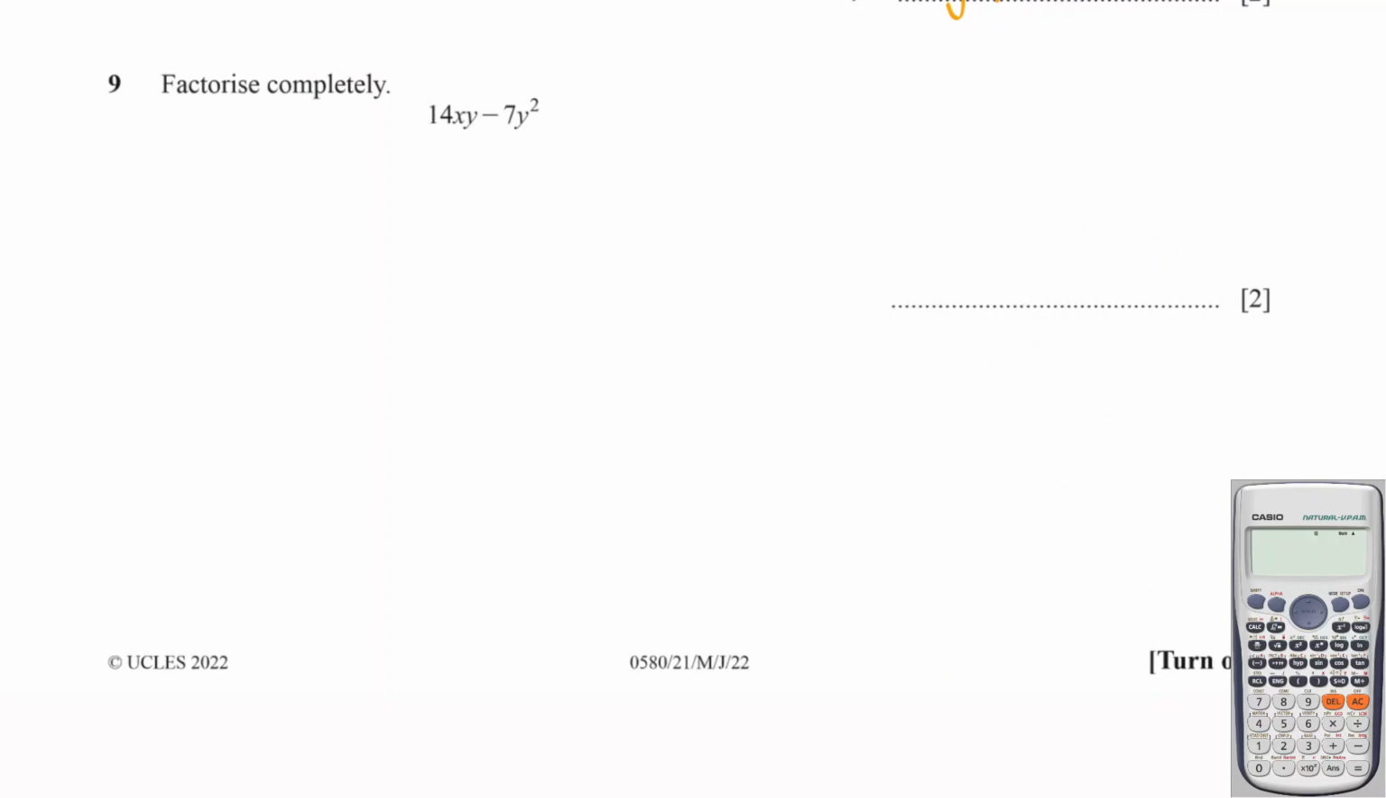Question number 9, factorize completely. Here we know that 14 and 7 both come in the 7 table, and here we have y and here also we have y. So let's take out 7 as common, and 7 times 2 is 14, as we know that. And here also we have one y, because actually two y's are there, so we can take out one y from here and one y from here. So I took out y also. Minus 7 times 1 is 7, and y I have to write it. We can't split further, so this will be our final answer, 7y into 2x minus y.